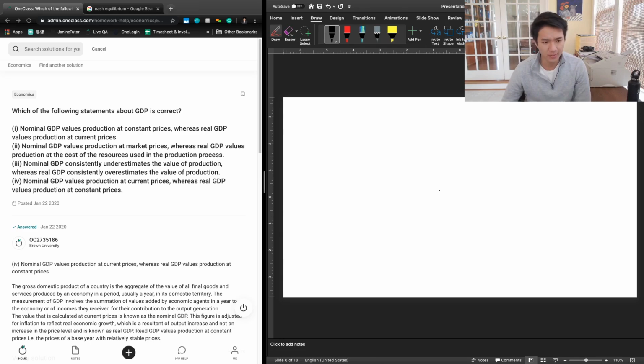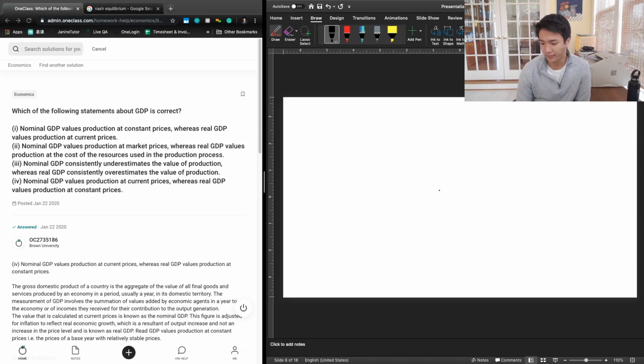Three says nominal GDP consistently underestimates the value of production, whereas real GDP consistently overestimates the value of production. And four says nominal GDP values production at current prices, whereas real GDP values production at constant prices. Judging by the answer choices, this question is really just asking what the difference between nominal and real GDP is. And the answer is that nominal GDP is given as a combination of price and production.